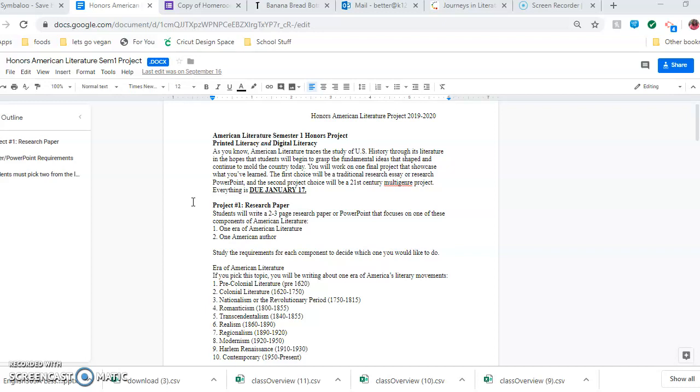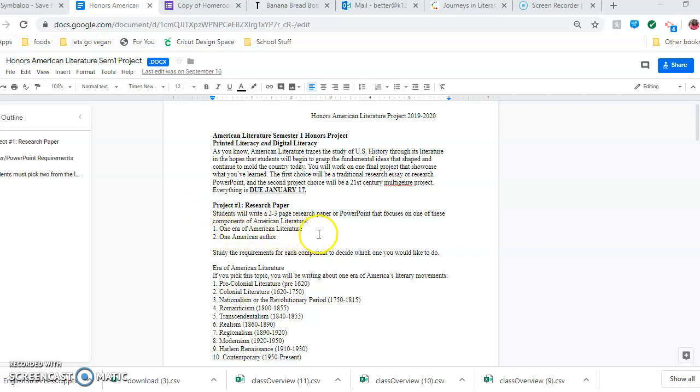One is the research paper or PowerPoint aspect, so you need to do one or the other, either a research paper or a research PowerPoint. And then the other thing you have to do is the multi-genre paper, whatever it is you're going to do. So you have two options.